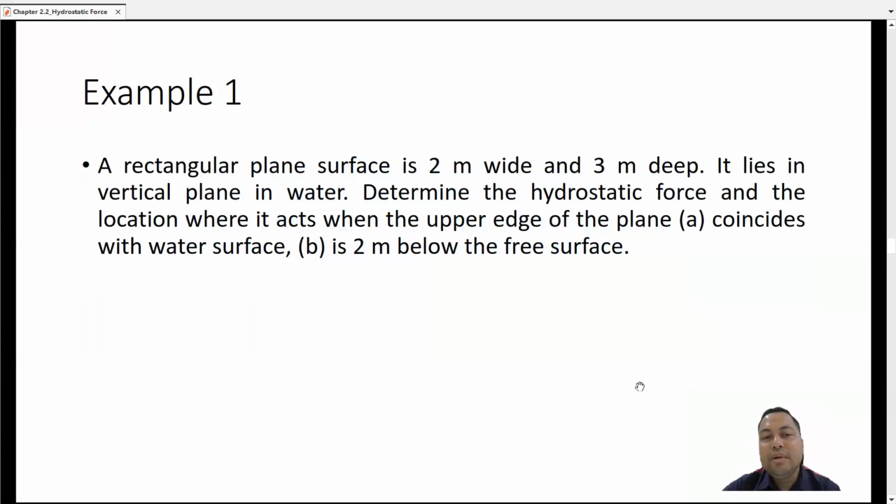Example 1. A rectangular plane surface is 2 meters wide and 3 meters deep. It lies in a vertical plane in water. Determine the hydrostatic force and the location where it acts, when the upper edge of the plane for the first scenario coincides with the water surface, and for the second scenario is 2 meters below the free surface.